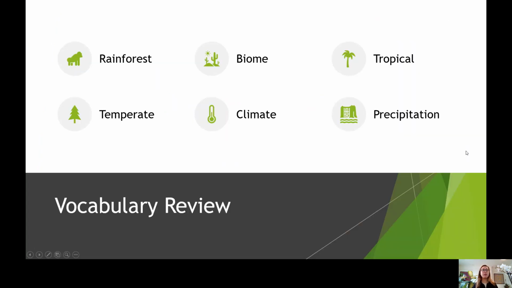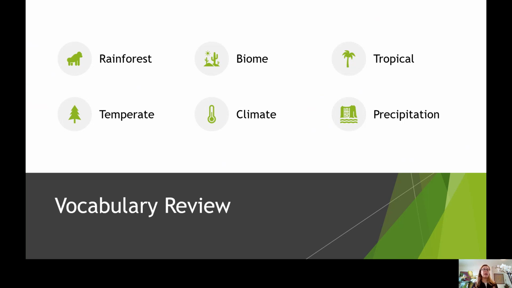Now let's review some of the vocabulary that we learnt last week. If you can, I know we're not together, please repeat these words out loud after me. Rainforest. So rainforest is the climate that we are learning about, and it is a very richly populated forest with lots of plants and animal species. Biome. So biome is an environment like the rainforest that contains a certain climate and plants and animals.